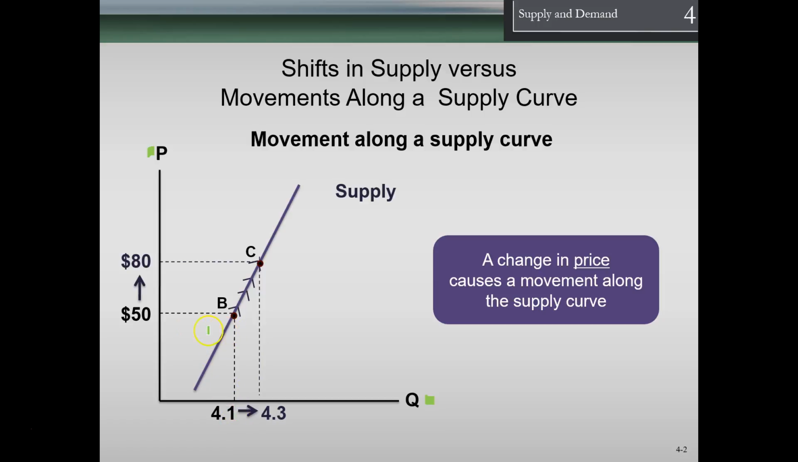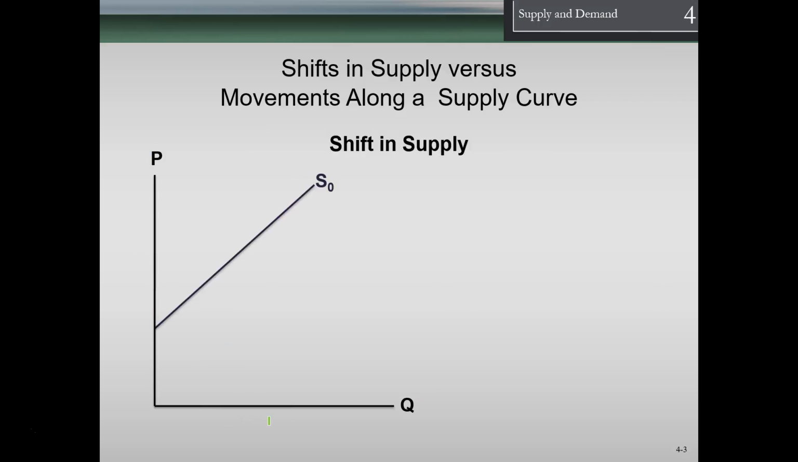So if the price goes up from 50 to 80, and again, you might say, well, we are the ones setting the price, so I could just make it go up from 50 to 80. But remember that what we're saying is we're price takers, so the market is the one making it go up from 50 to 80, then we will generally produce more at that given price. So if we could sell the stuff at 80, then we'll probably produce more. We'll produce at point C, and that will mean that the quantity supplied would go up from 4.1 to 4.3 in this example.